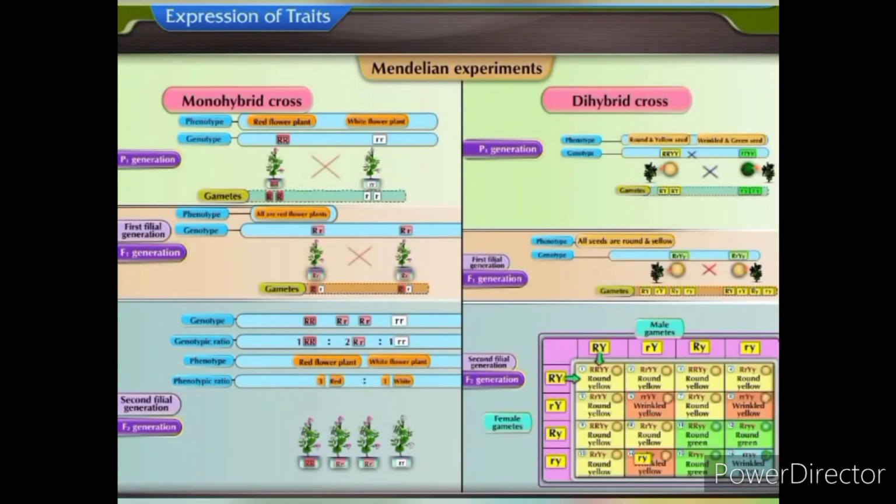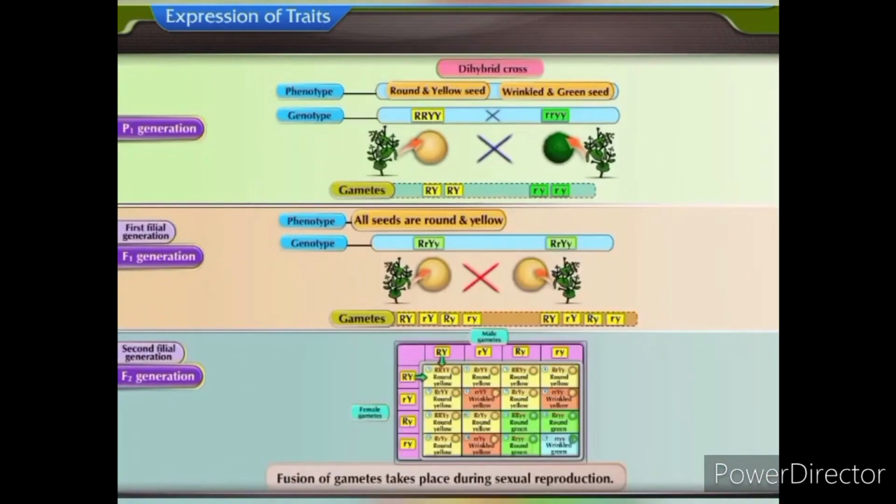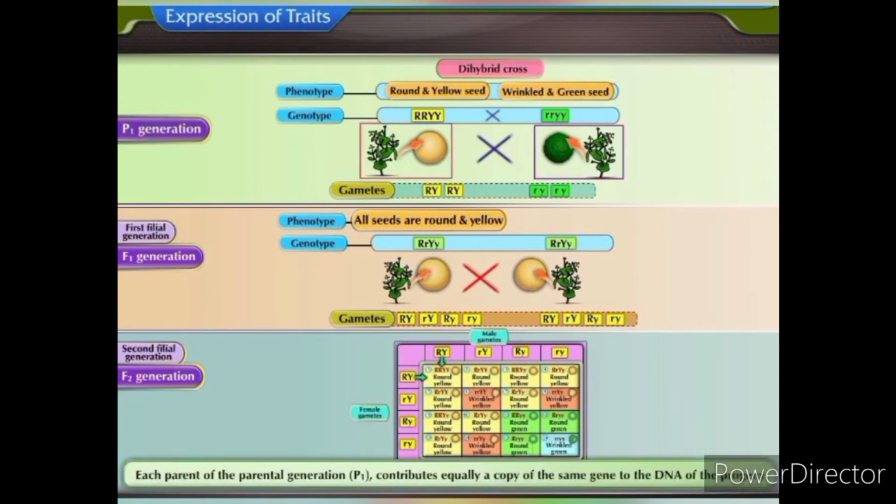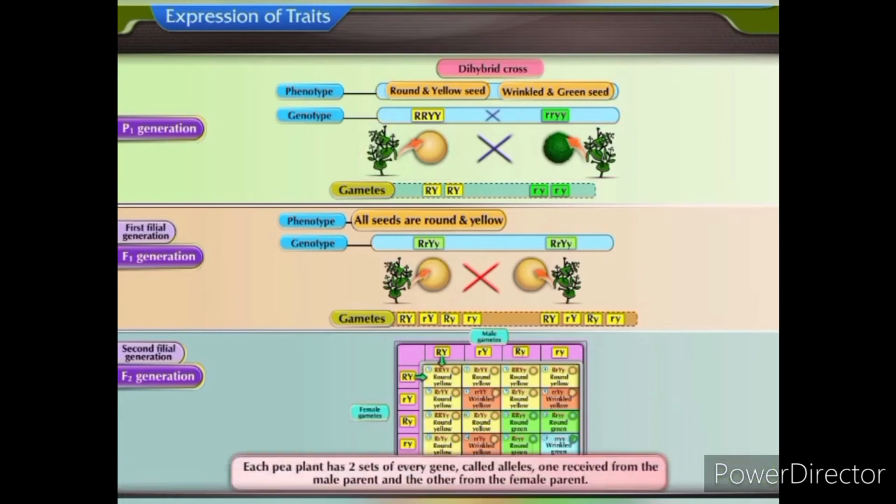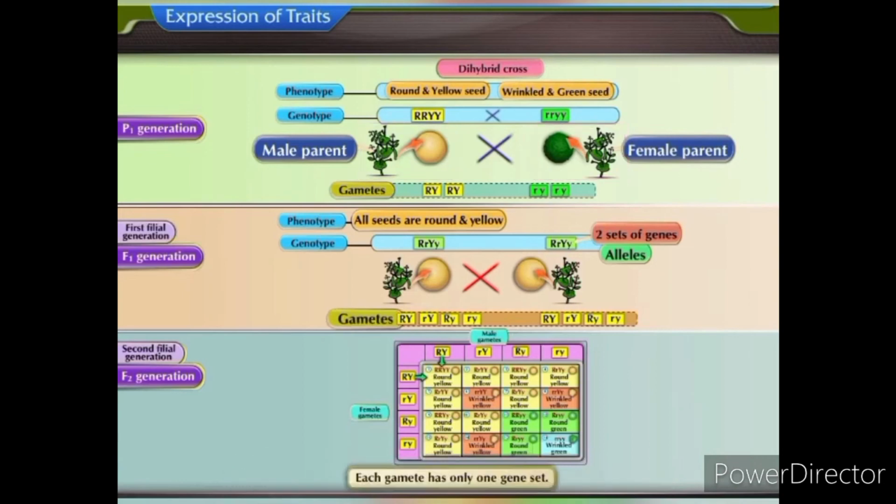The Mendelian experiments suggest that during sexual reproduction, fusion of gametes takes place. Each parent of the parental generation P1 generation contributes equally a copy of the same gene to the DNA of the progeny. Each pea plant thus has two sets of every gene called alleles, one received from the male parent and the other from the female parent. But each gamete, however, has only one gene set. Let us now understand the mechanism by which the germ cells make a single set of genes from the two sets received from the parents.